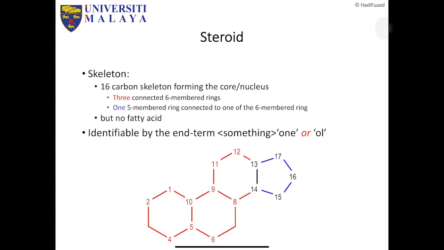All right, so what are steroids? Steroids have a 16 carbon skeleton forming the nucleus or the core structure, as illustrated down here. It has three connected six-membered rings, so you have 1, 2, and 3, and then you have one five-membered ring connected to one of the six-membered rings, which is that one. These are the basic structure of steroids, and here I'm just showing you the basic backbone structure.